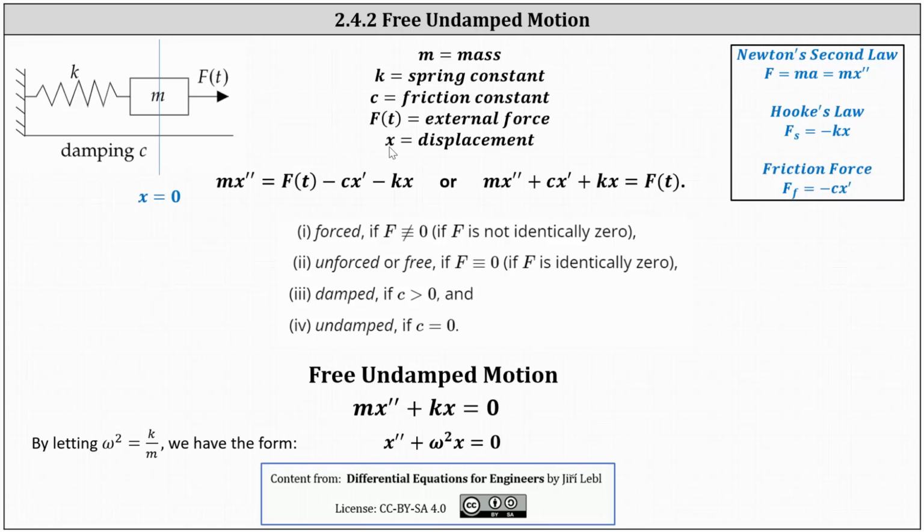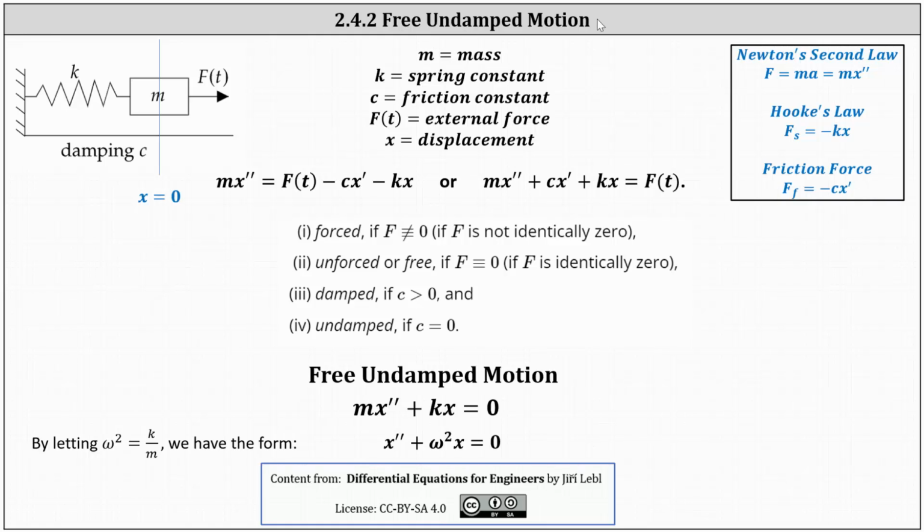And again, if big F of t is some external force, we have the differential equation m x double prime equals big F of t minus c x prime minus k x. Or if we set the right side equal to big F of t, we have m x double prime plus c x prime plus k x equals big F of t.